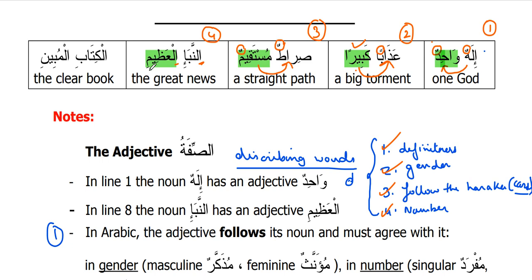So azim is the sifa for an-naba. Naba is news. And what kind of news is this? It is describing azim, great news. So this is what sifa does, describes the previous noun.